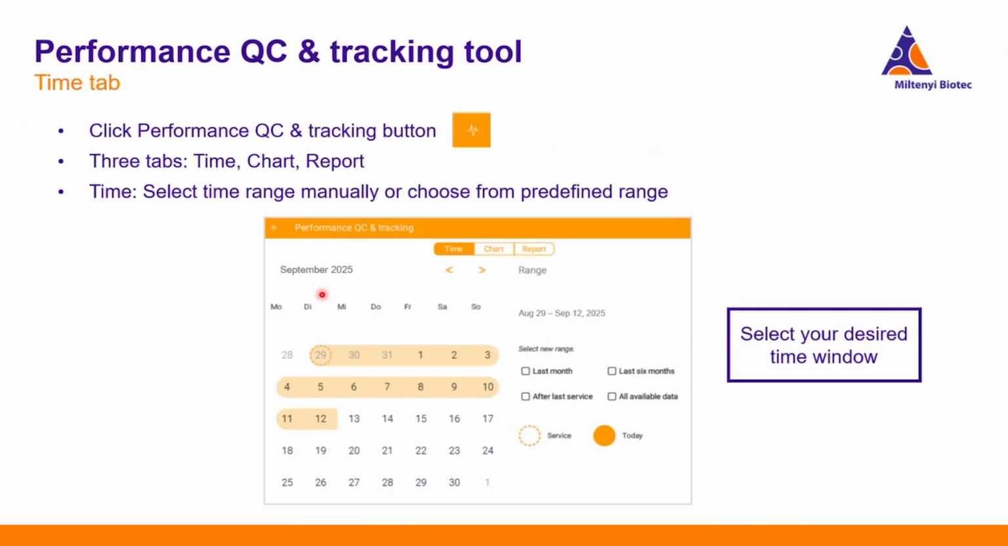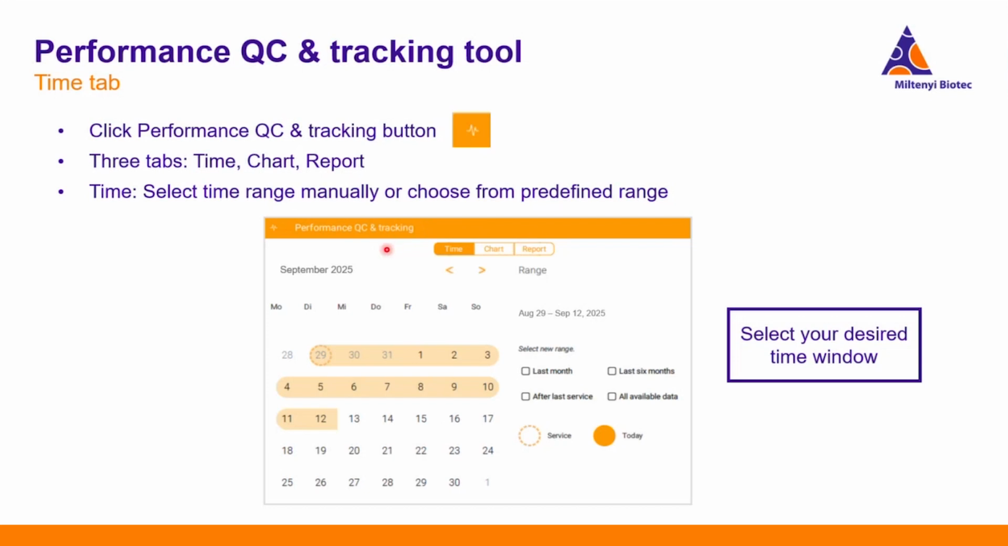I want to show you briefly how to access it. If you have the right access right, this will come in the user management. You will see this icon here on the main screen in the upper right corner. When you click this, you will see this window opening, and there are 3 different tabs. There is time, chart, and report.